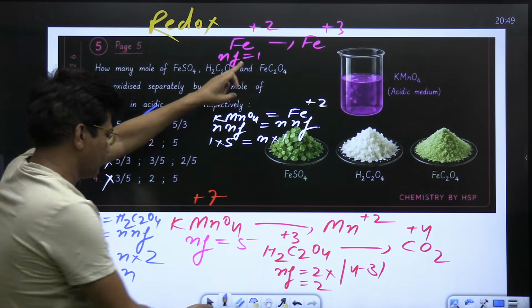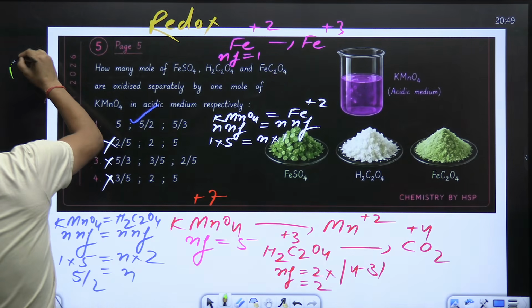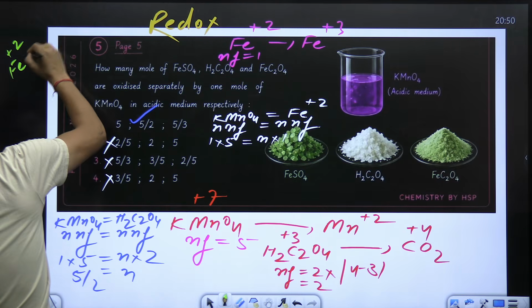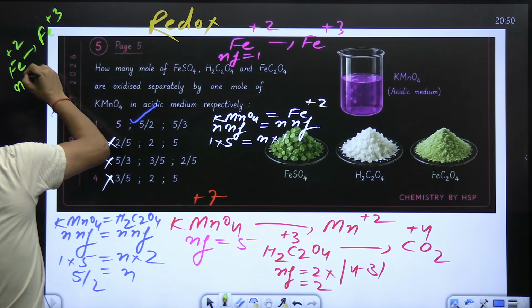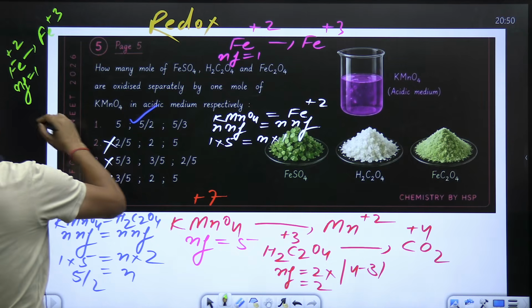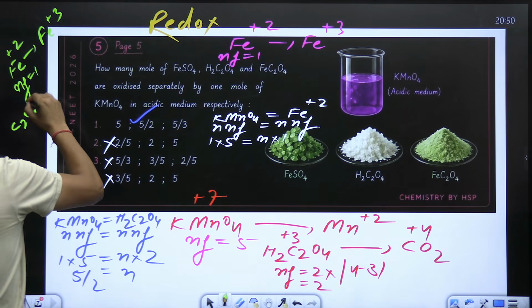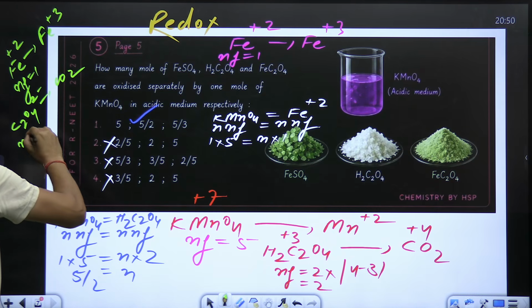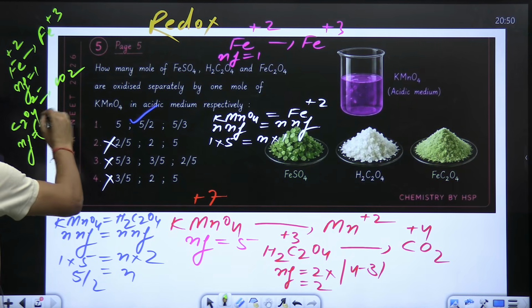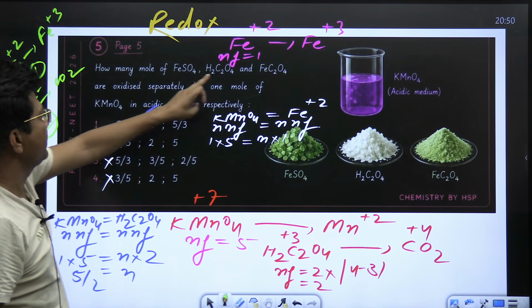In ferrous oxalate, 2 things are there. One is ferrous. Ferrous will convert from ferrous to ferric. So its n factor contribution is 1, and oxalate we already know its n factor because we have calculated over here. C2O4 2 negative is changing to carbon dioxide. Its n factor contribution is 2. So 2 plus 1, that is coming out 3. So overall its n factor is 3.